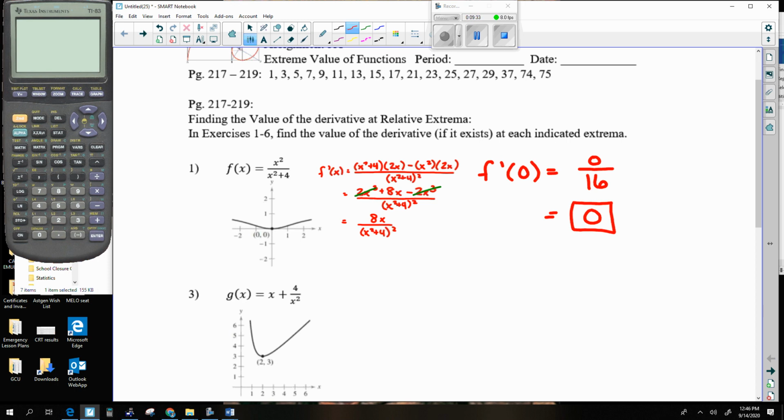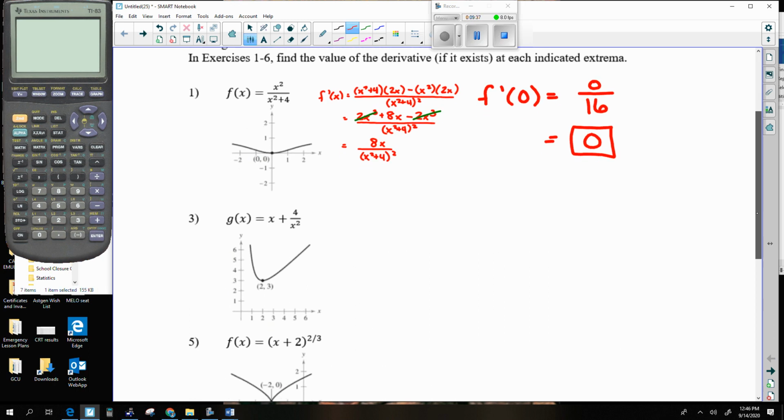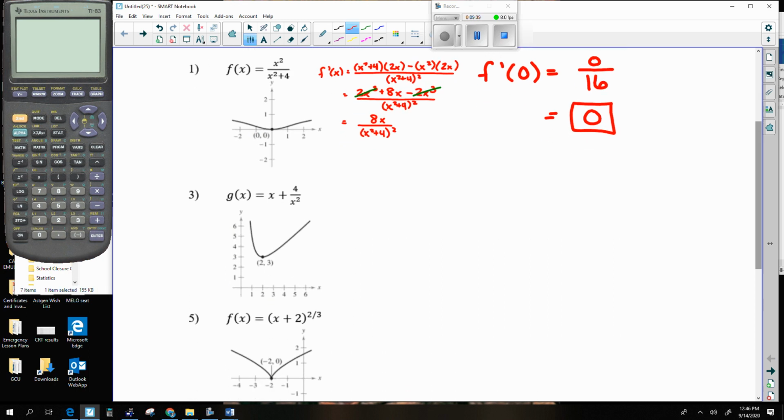As I said, at these minimums and maximums and all these extrema, the derivative will either be 0 or undefined. And that's the definition of what we're going to define as a critical point. All right.